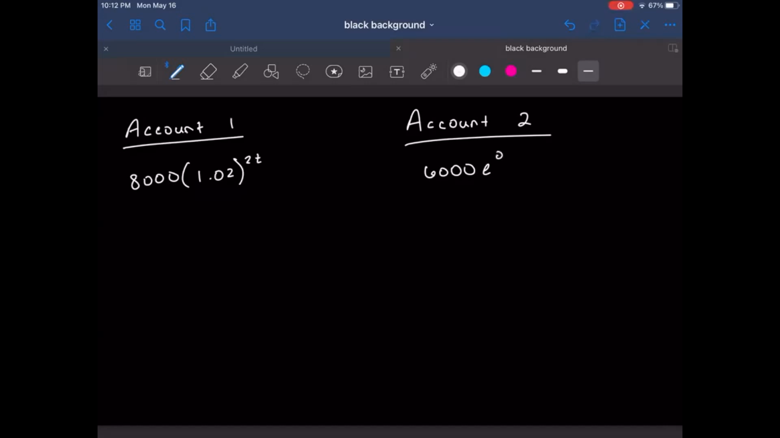Well, 0.05t. The general formula here is the amount equals your principal times e to the rate times t, the exponent being rt. This one, when you're compounding non-continuously, is 1 plus the rate divided by the number of times you're compounding, to the nt. Okay.